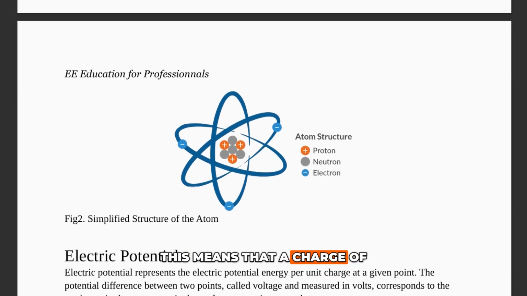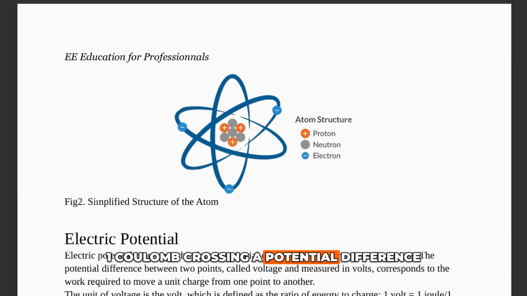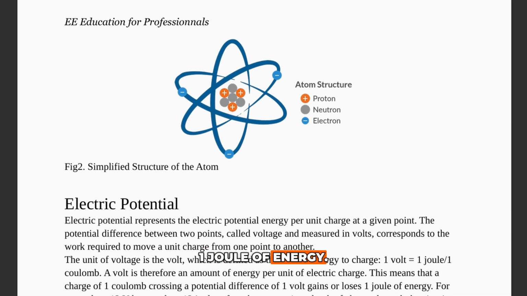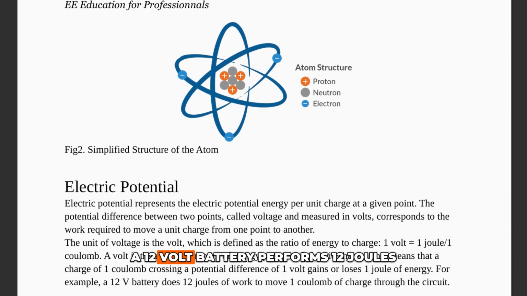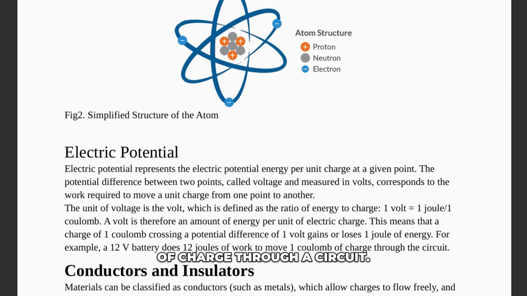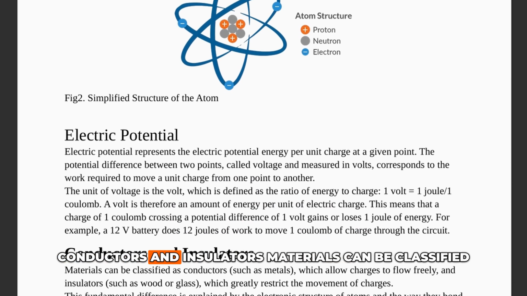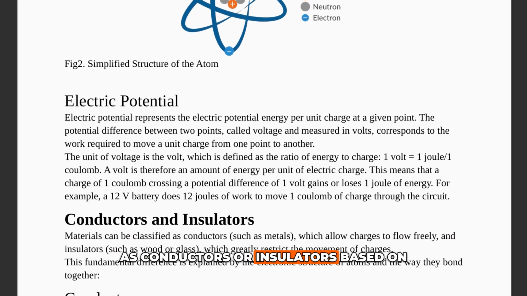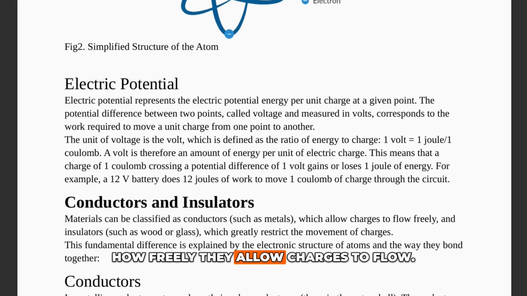This means that a charge of 1 coulomb crossing a potential difference of 1 volt gains or loses 1 joule of energy. For example, a 12-volt battery performs 12 joules of work to move 1 coulomb of charge through a circuit.